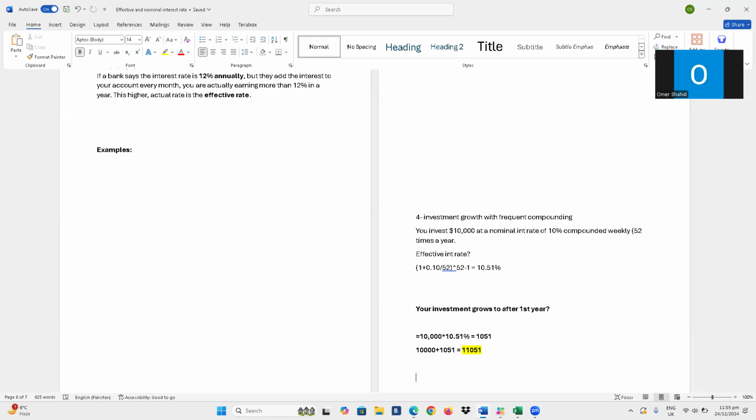Now, what if they do not compound it weekly, instead they compound it annually? Let me write here: if it were compounded annually. Compounding it annually means that they're compounding at the nominal rate, because if the compounding is done only once a year, then you know that the nominal rate is equal to the effective interest rate. So compounding only once a year means nominal rate.